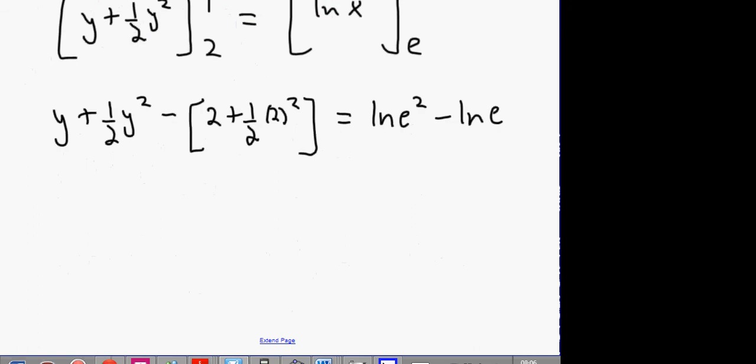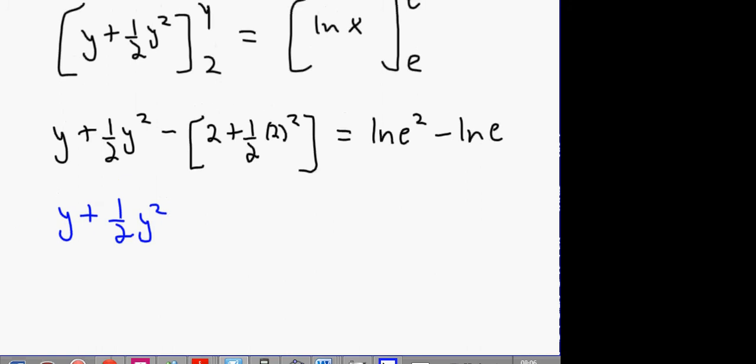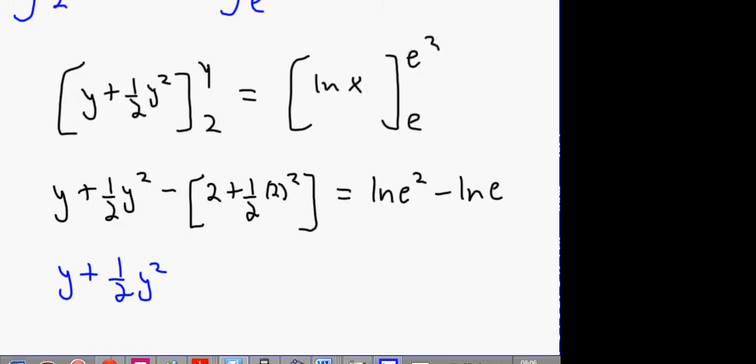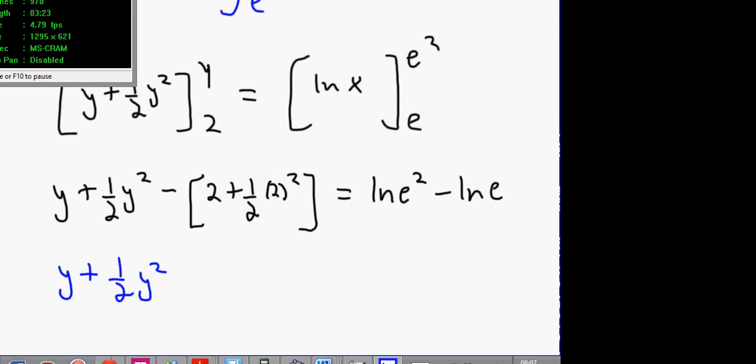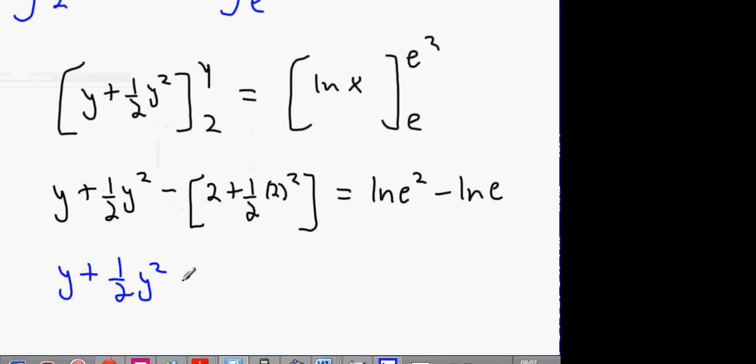Now, what we're going to do next is figure out what this part in here is, the 2 and the... Yeah. Okay, so minus a half y squared, minus that's going to be 2 plus a half of 4, which is another 2, so we're going to get minus 4.